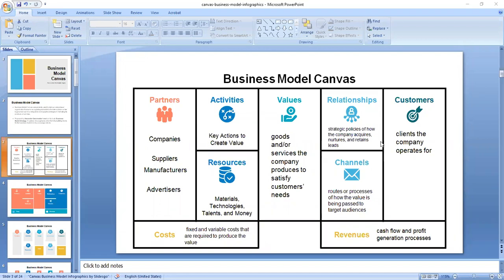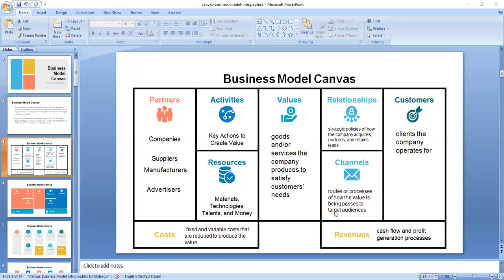Okay, so under relationships, after values is the channels. How do you make sure that what you are proposing gets to the target customer? So these are your channels. So routes, these are the routes or processes of how the value is being passed to target audiences.